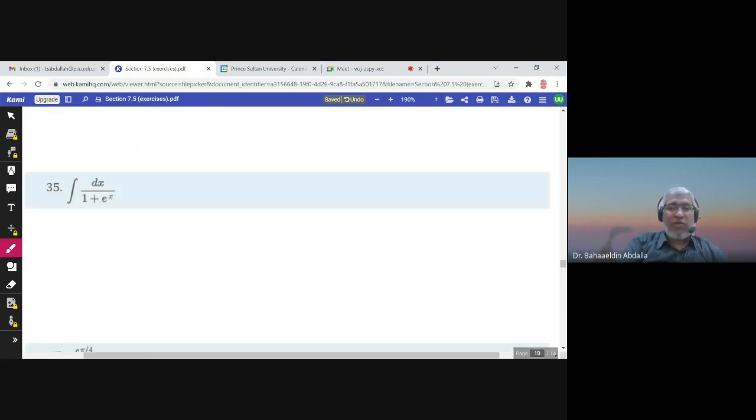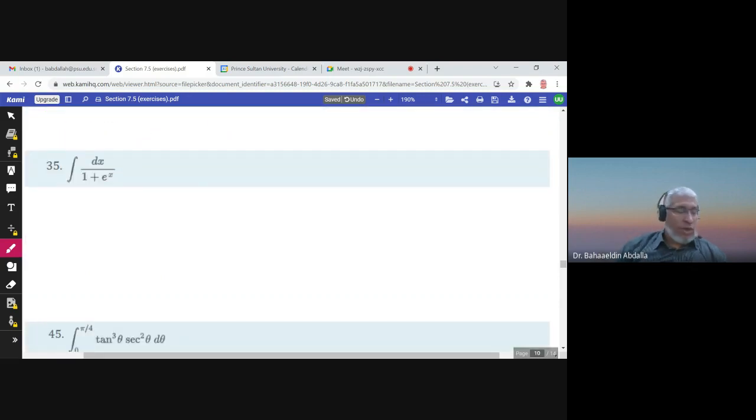Section 7.4. Well, in question 35, let me take u as 1 plus e to the power x. Let us solve this equation for x.